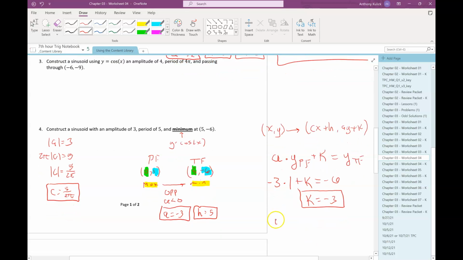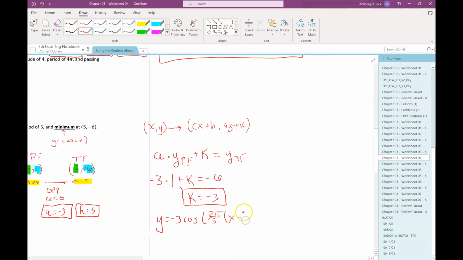And there's everything I need. So I'll say y equals -3 cosine of 2π/5 times (x - h) plus k. Yes, of course.